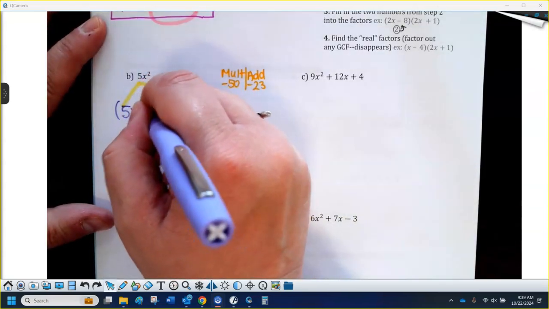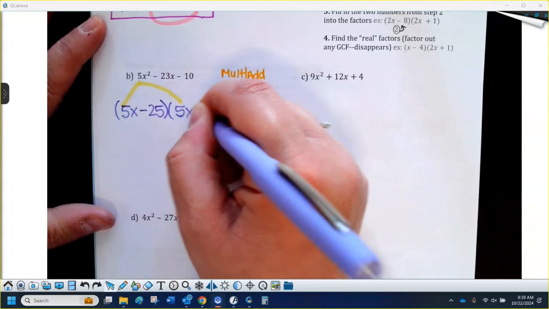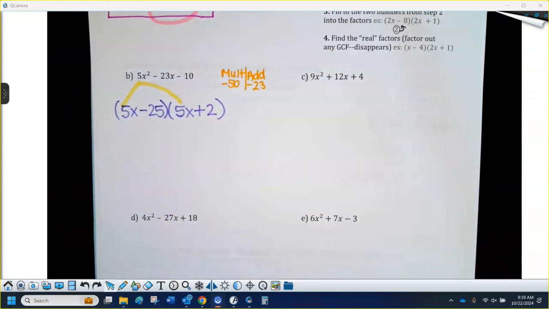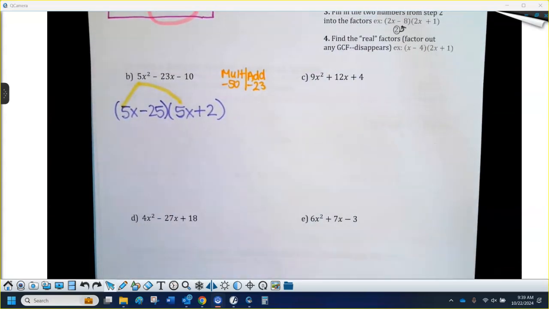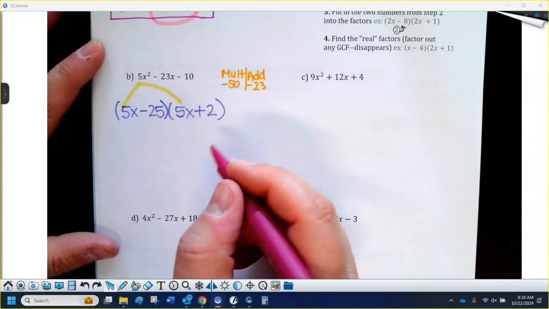Yes. Okay, so just make one of them a -25, make one of them a +2. -25 times 2, that's -50. -25 plus 2 adds to give you the -23. Okay, now, this is not the answer, because if I actually sat there to FOIL this, this would not give me what I have above there. So, to get the real factors, just look, if any of the terms have something in common in the same parenthesis, we're just going to get rid of that.